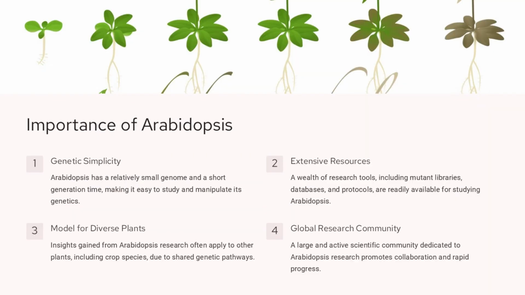Arabidopsis is a small flowering plant that has become a crucial model organism in plant biology research. Its small genome and quick life cycle make it easy to study and manipulate genetically. There is a wealth of research resources available for Arabidopsis, including mutant libraries, databases, and well-established protocols.